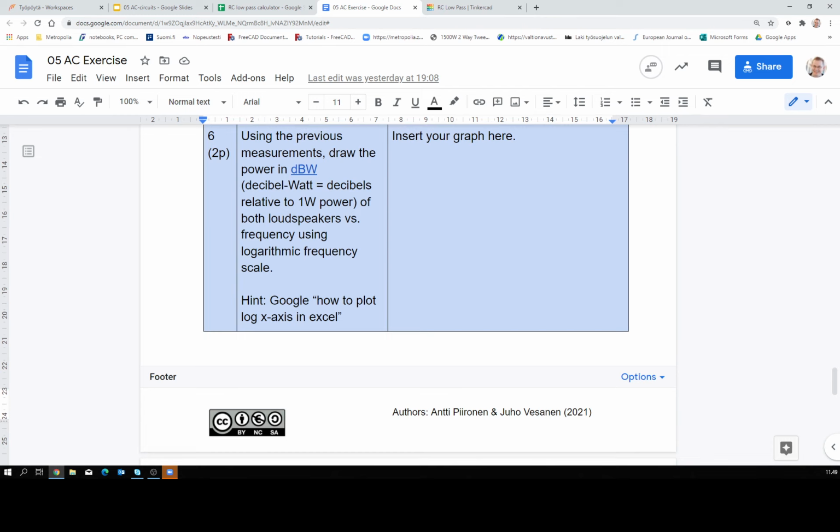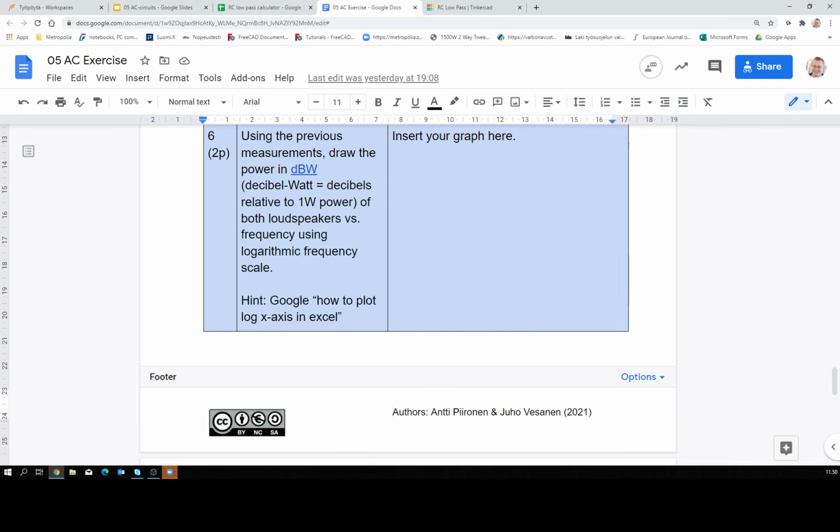And finally, using the previous measurements, draw the power in decibel watts. Wow, you will be engineers. You should actually start using decibels for things like signal power and such. So this is a good exercise for that.